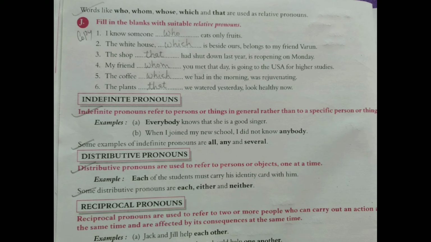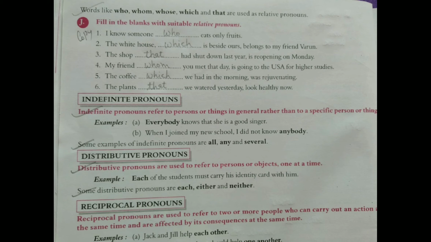In page number 42, some words are given which are used as relative pronouns. Words like who, whom, whose, which, and that are used as relative pronouns. We have to use such words in exercise number J to fill in the blanks as relative pronouns.